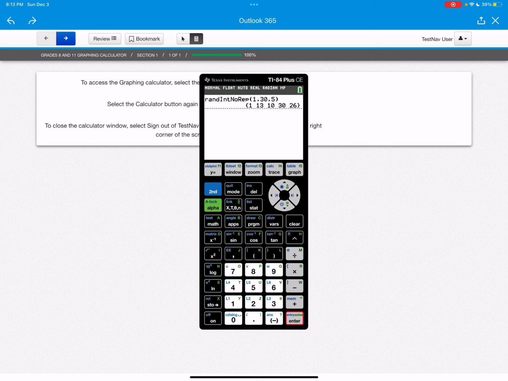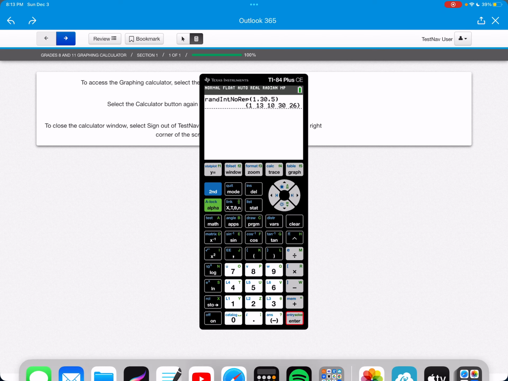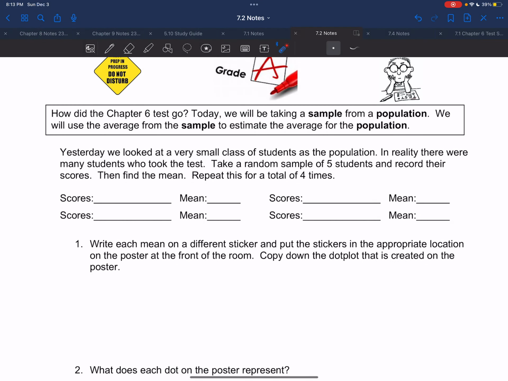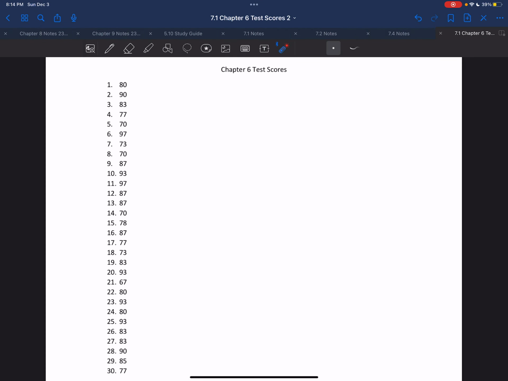All right. And so it gives me a set of numbers, 1, 13, 10, 30, and 26. So I'm going to go back to my list, 1, 13, 10, 30, and 26. So in that case, I got 1, 30, 10, 13, and 26, okay? So each of these test scores that are associated with those numbers are the ones I'm going to be looking at for this one sample.